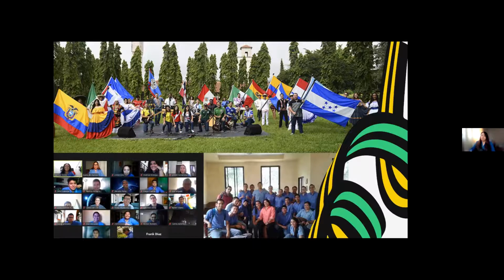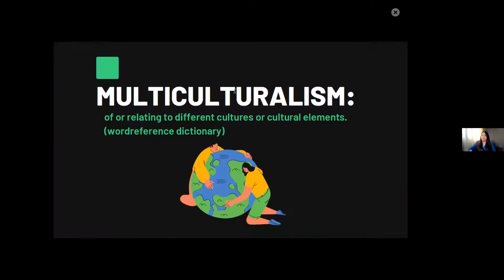According to the Word Reference Dictionary, multiculturalism refers to relating to different cultures or cultural elements. Multiculturalism provides scenarios of global issues and allows us to get information from students that come from different cultural backgrounds. This creates a cultural and academic environment. But how does multiculturalism enrich our teaching process?